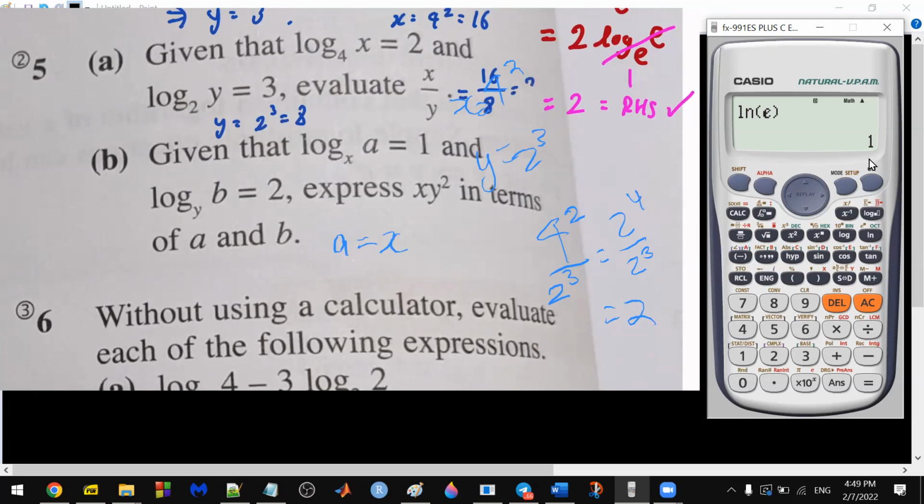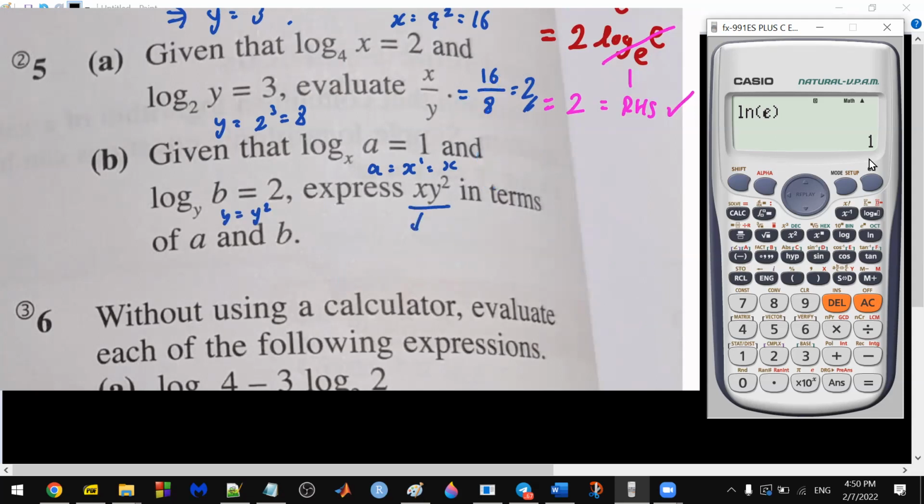Yeah, it's 2, correct. This one is x power 1. Good. Correct. B is y squared, then a x y squared is just ab. Correct. Yes. This is just a and then b. So a times b. Okay, good.